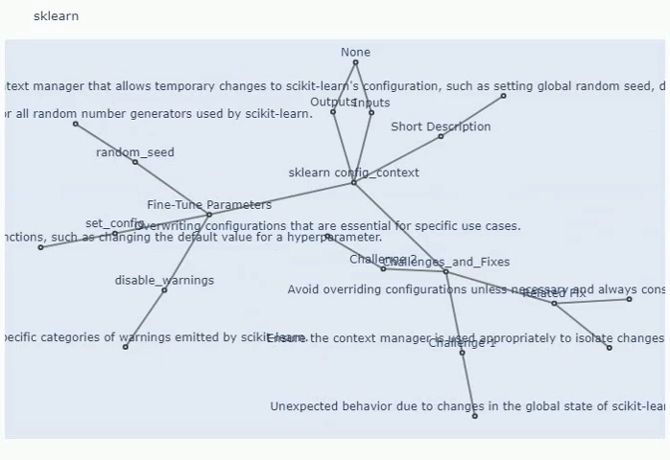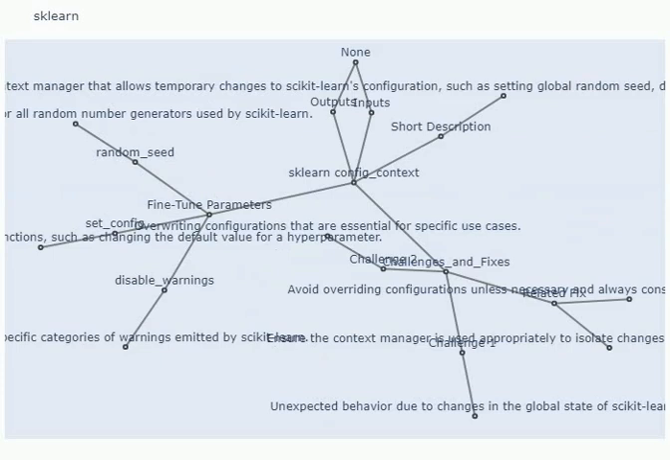Challenge 2. Overwriting configurations that are essential for specific use cases. Related fix. Avoid overriding configurations unless necessary and always consider potential consequences before making changes. Be mindful that changing global defaults could have unintended consequences on other parts of your code, especially if different parts of your project rely on different configurations.